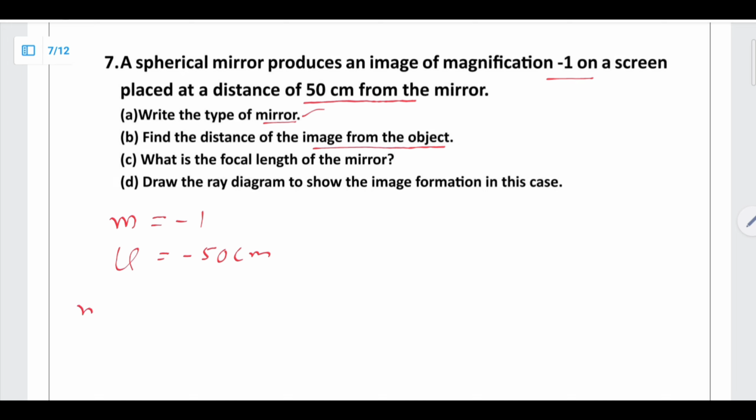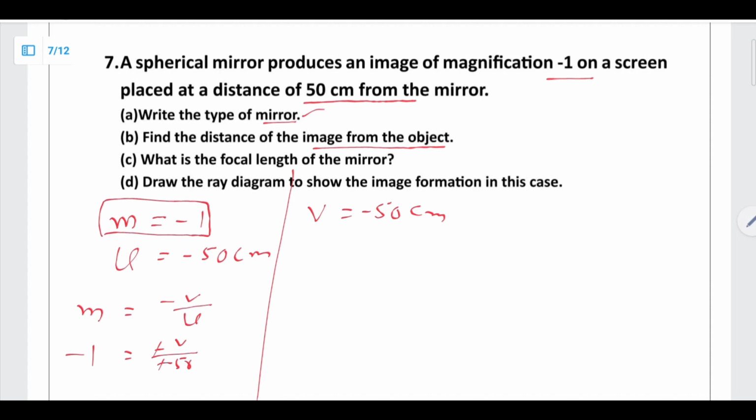The magnification formula: M equals minus V by U. M equals minus 1, so minus 1 equals minus V by minus 50. Minus minus cancels, cross multiplication, so V equals minus 50 centimeters. There is no need to solve the sum, because magnification minus 1 means the object is placed at the center of curvature. When the object is placed at the center of curvature, the image also forms at the center of curvature. Means object distance is equal to image distance.